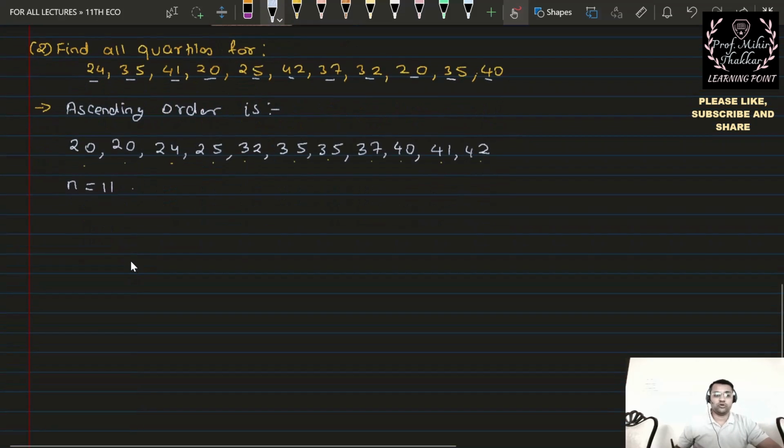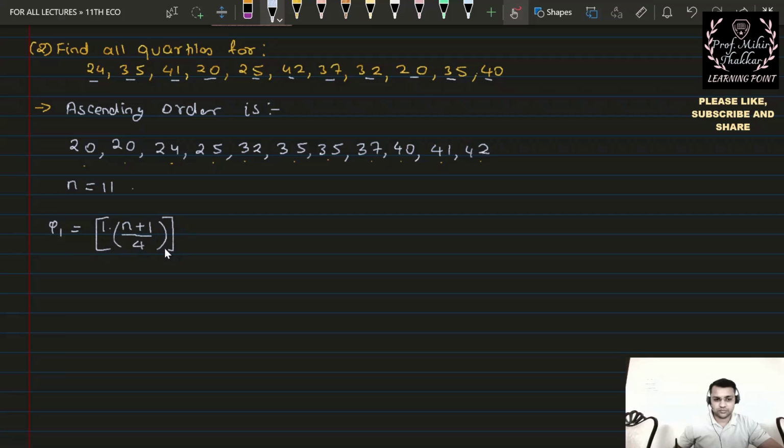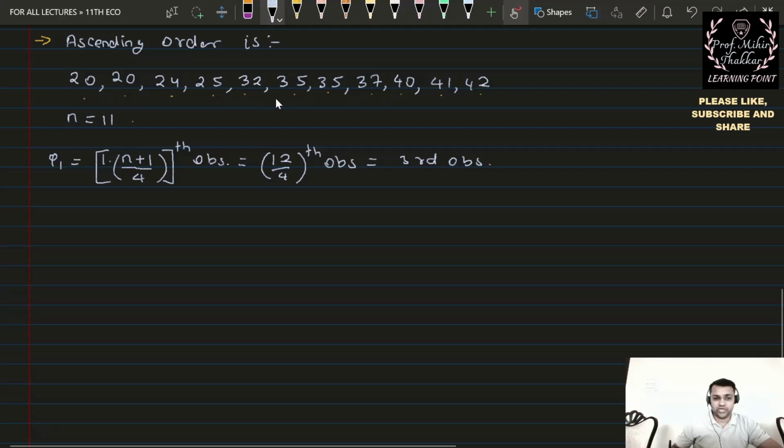So once again, when I want to find the value of Q1, you can easily say it is 1 into n plus 1 upon the fourth observation, which will give me 12 by 4, the third observation in the ascending order that we have just now made. It is 24. So I can easily tell Q1 is equal to 24.